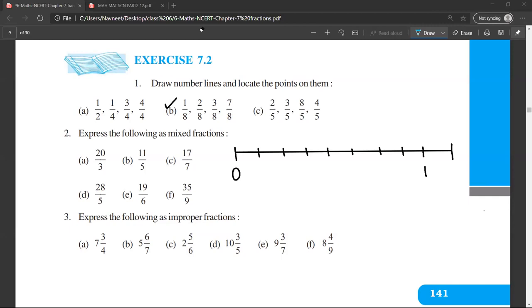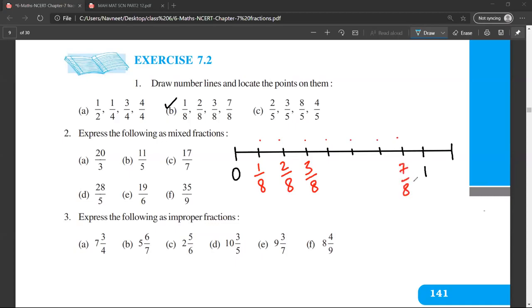Is it okay? Yes, sir. Now, this would be 1 by 8. This would be 2 by 8. This would be 3 by 8. And this would be 1, 2, 3, 4, 5, 6, 7, 7 by 8.